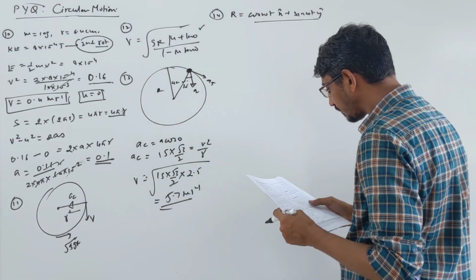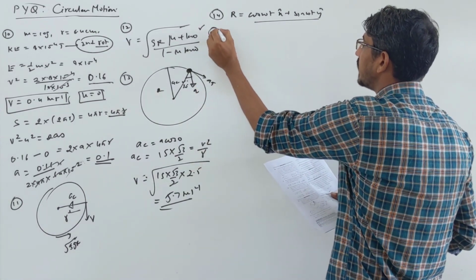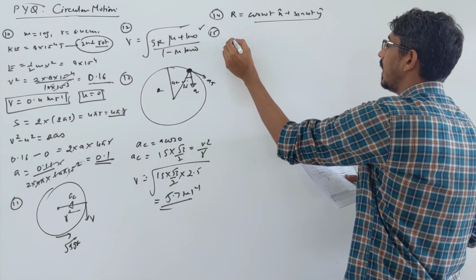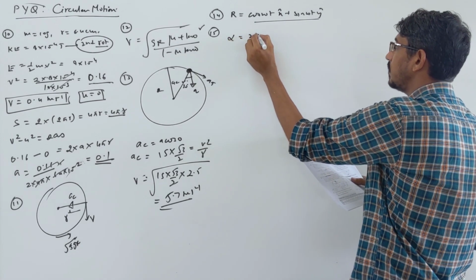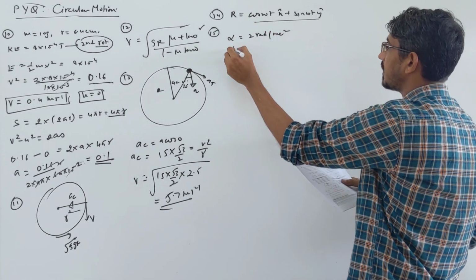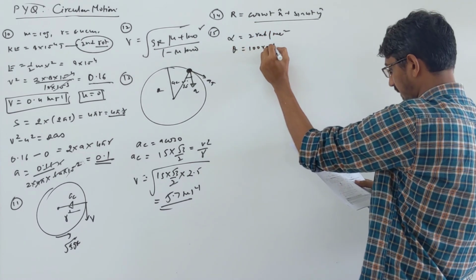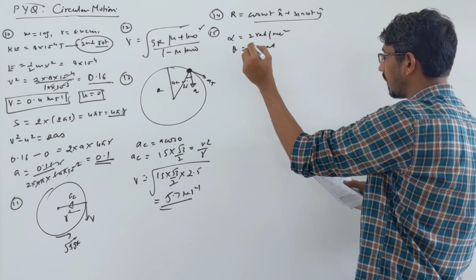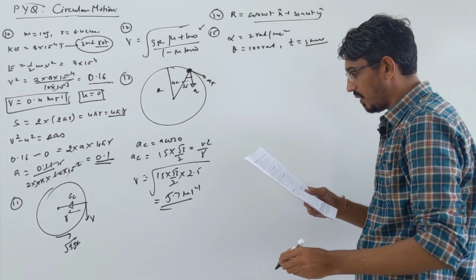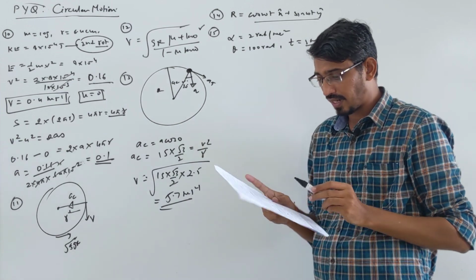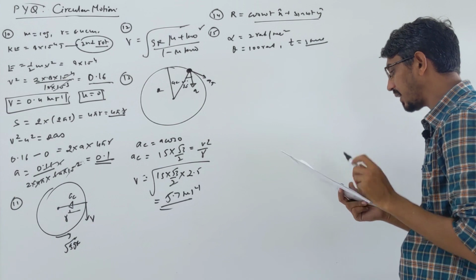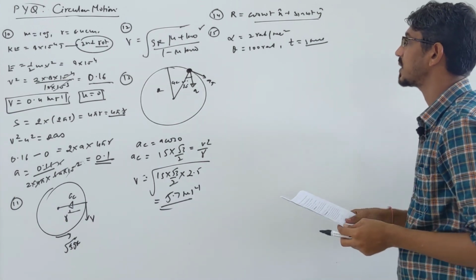Third option. Moving on to the 15th problem, which says a particle starts with angular acceleration alpha of 2 radian per second square. It covers 100 radian angle in a time interval of 5 seconds. Find out the time after which this interval starts. We have to calculate after what time this interval is actually starting.